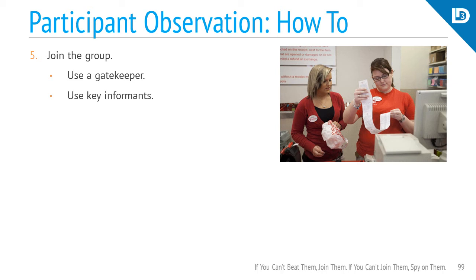Then once you're in the group, you use key informants, and these are the key people who know everything about the group, maybe people who have been there a long time, people who can also help pave the way and make other people feel comfortable with you. These are well-respected, very knowledgeable people in the group who can get you up to speed and answer a lot of questions that you have.